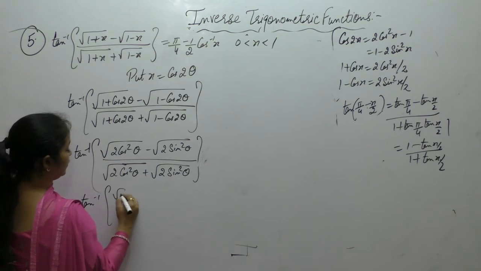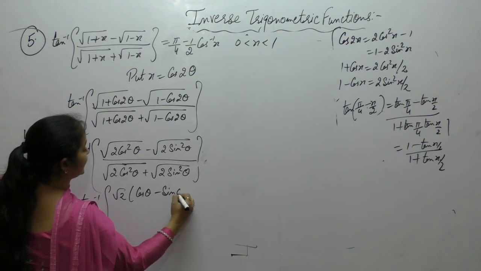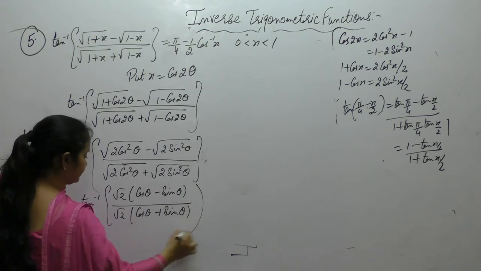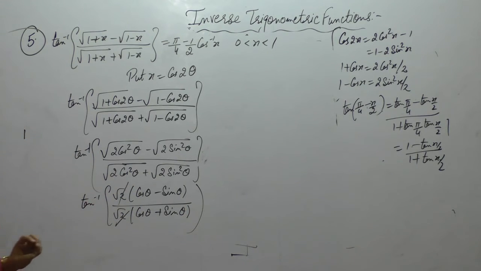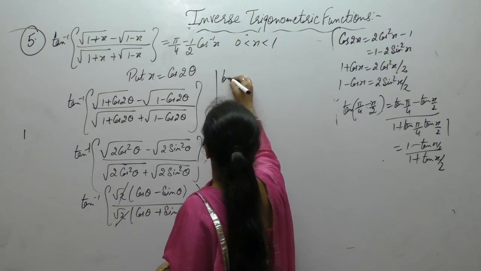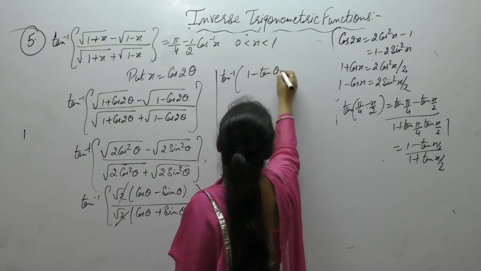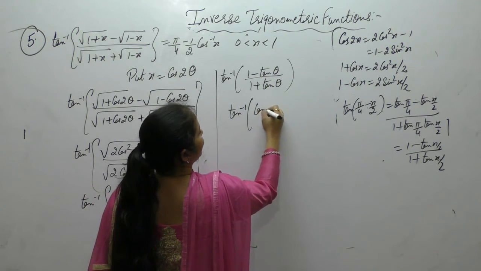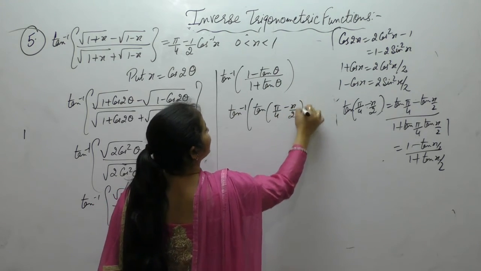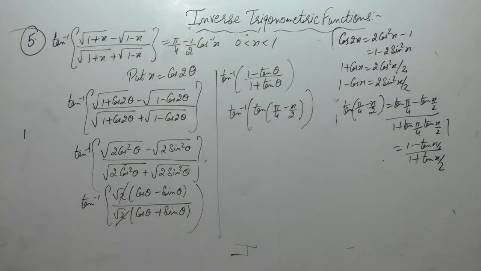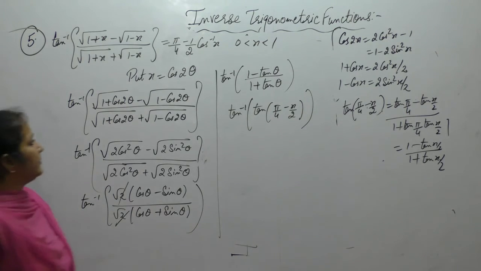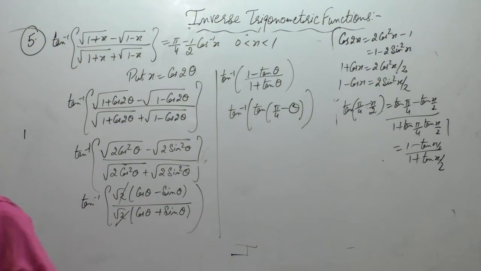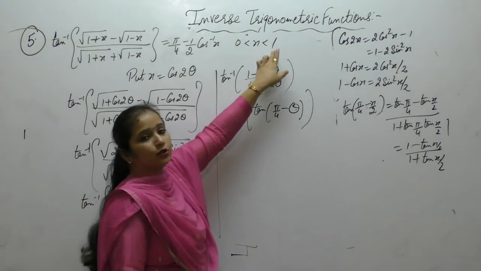So what we get? Tan inverse of (1 minus tan theta) upon (1 plus tan theta). 1 is the value of tan pi by 4. So we can write it as tan of pi by 4 minus theta. We can write it like this. Here we have theta, so pi by 4 minus theta. Now the limit is 0 to 1.